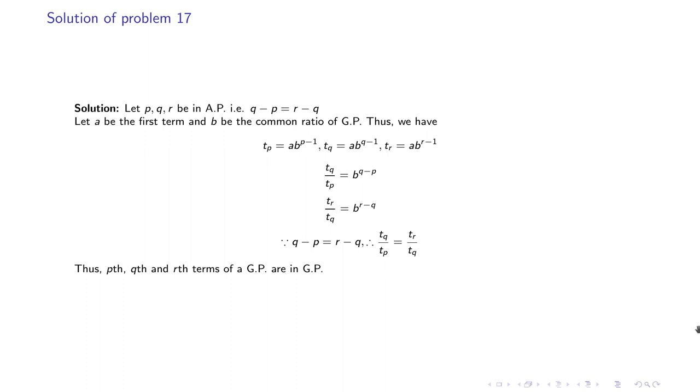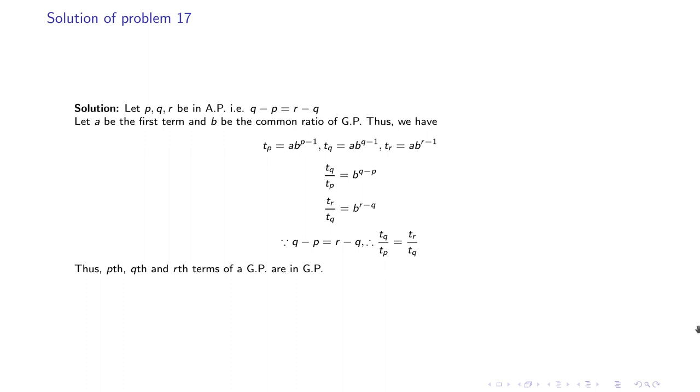Now we divide TQ by TP, which gives us B to the power Q minus P. Then again we divide TR by TQ, which gives us B to the power R minus Q. Now we know that Q minus P is equal to R minus Q. So we can say that TQ by TP is equal to TR by TQ. Now how do we get this result? Because Q minus P is equal to R minus Q, so both the powers of B are same, so we can say that both the fractions are same.